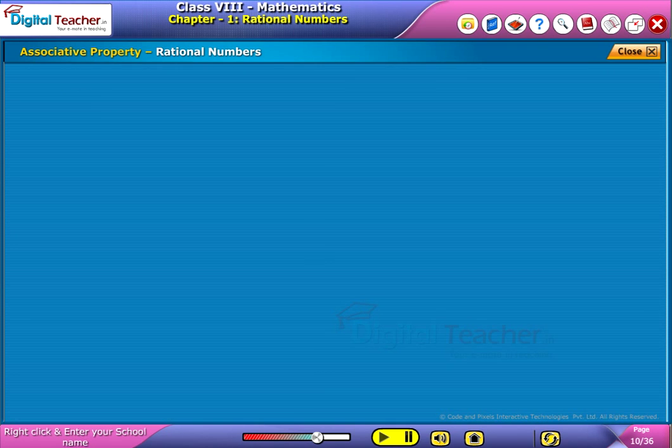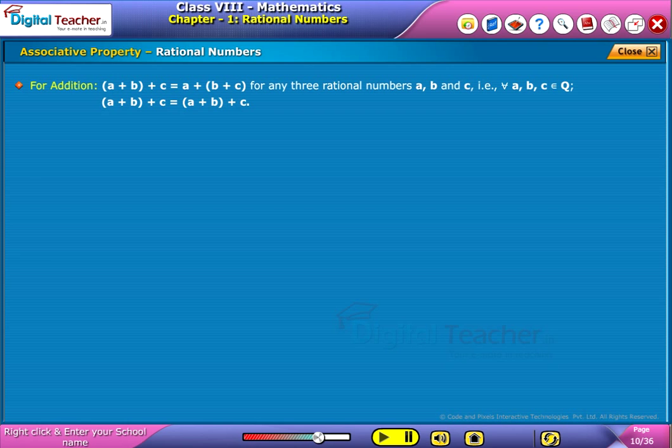For addition, a plus of b plus c is equal to a plus b plus c for any three rational numbers a, b and c, that is for all a, b, c belongs to Q. a plus of b plus c is equal to a plus b plus c.